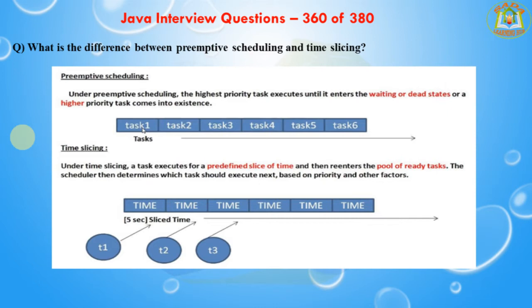Under time slicing, a task executes for a predefined slice of time and then re-enters the pool of ready tasks. The scheduler determines which task should be executed next based on the priority and other factors.